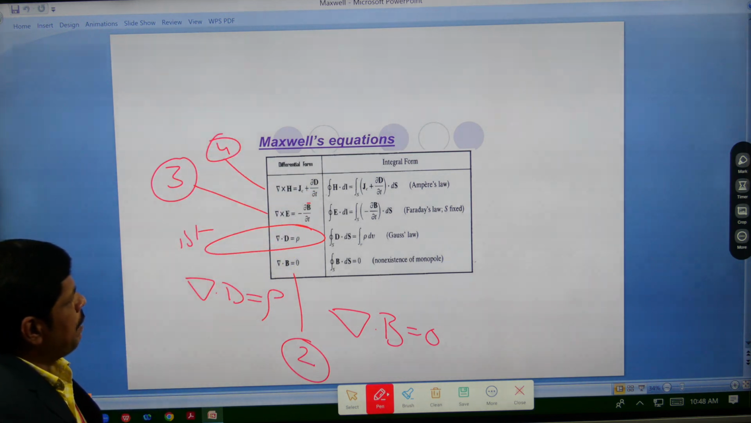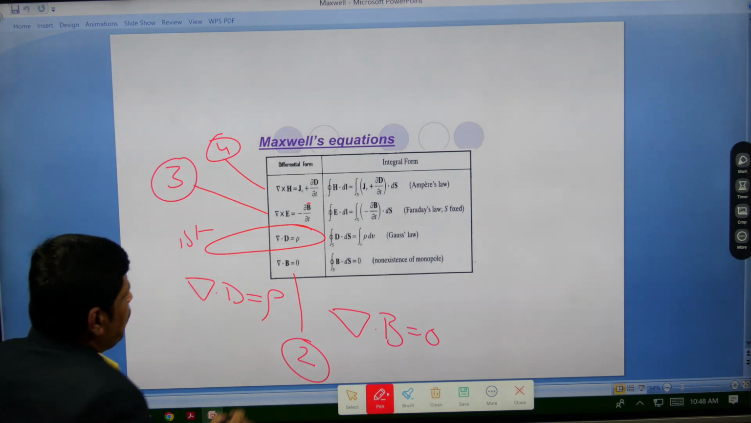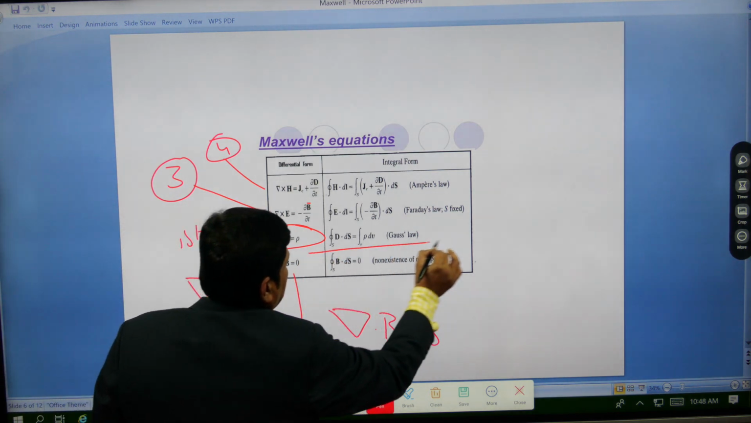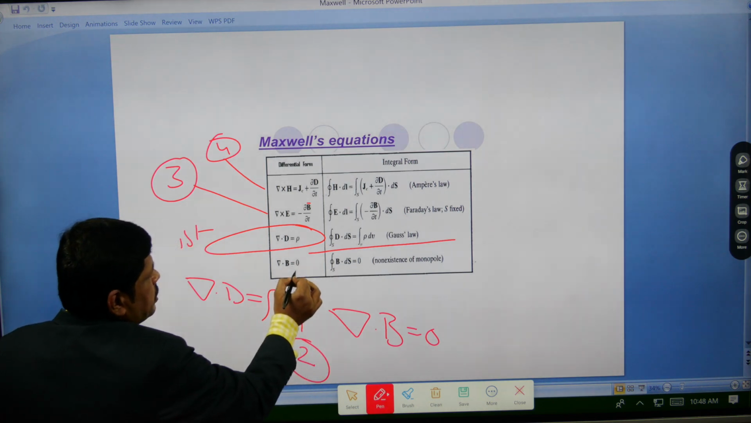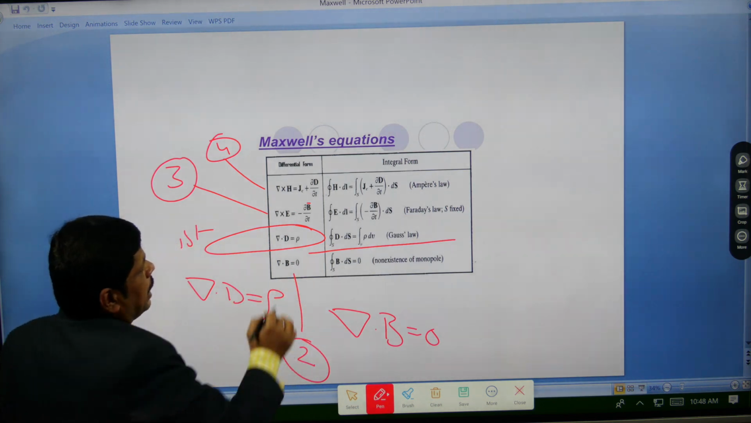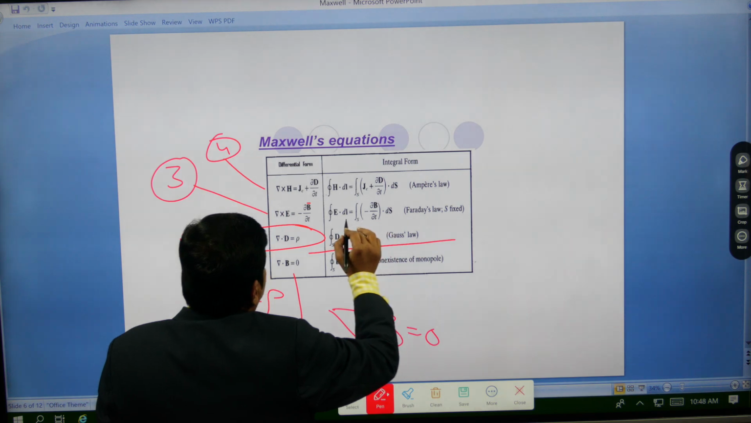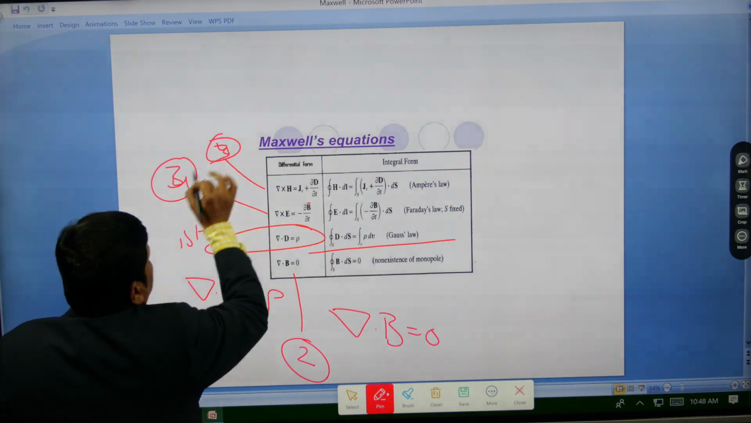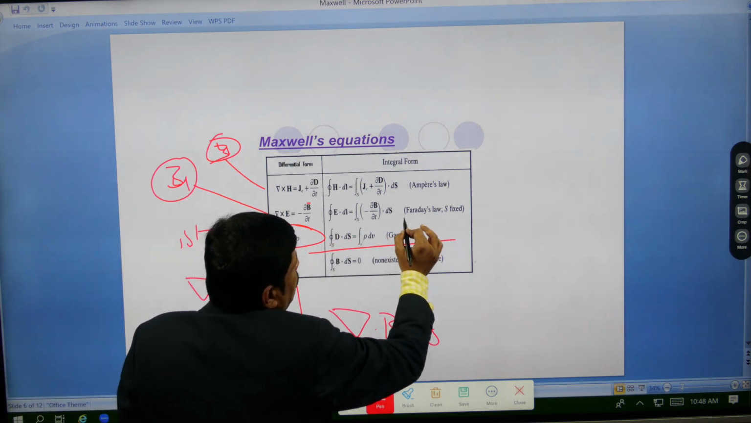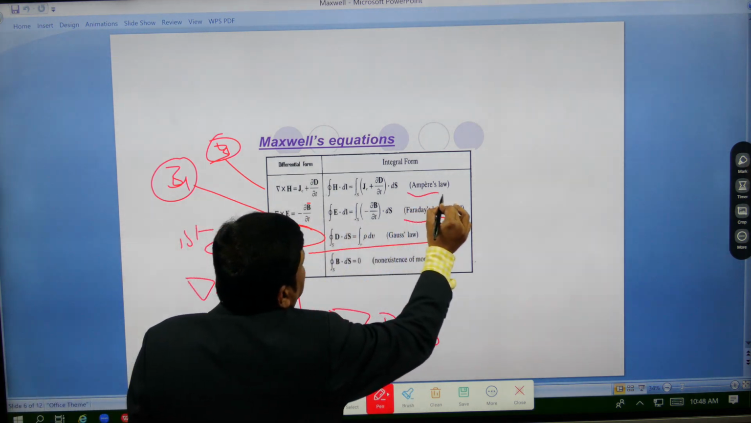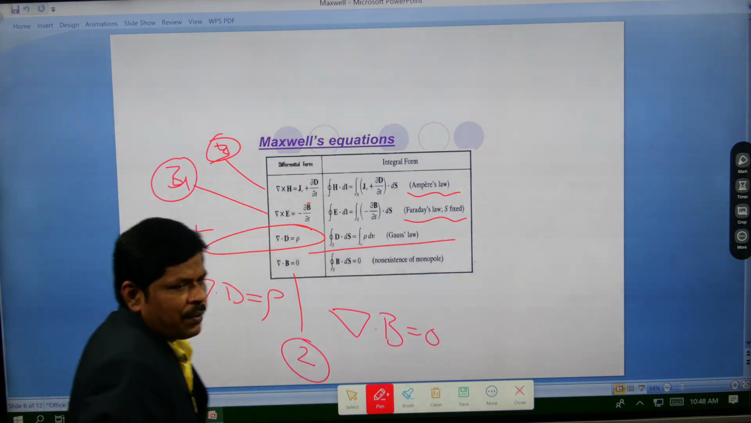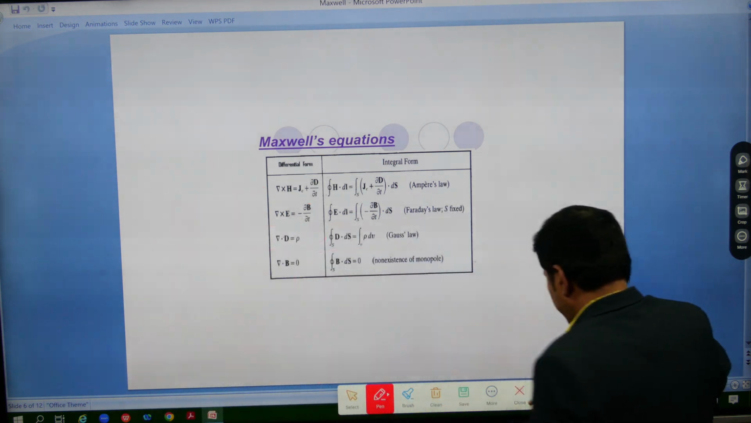So like that Maxwell proposed four equations. The first equation is called the Gauss law of electrostatics, and the second equation is called the Gauss law of magnetostatics. The third equation is called Faraday's law of induction, and the fourth equation is called Ampere's law. So like that we have the four equations, and we go one by one.